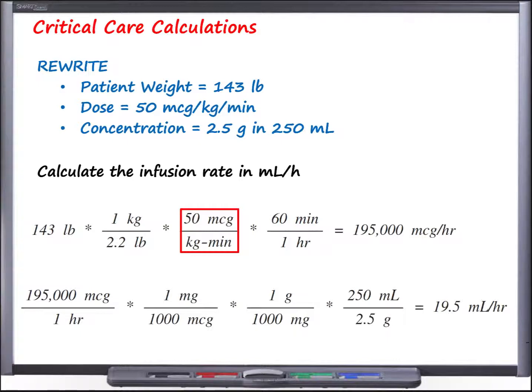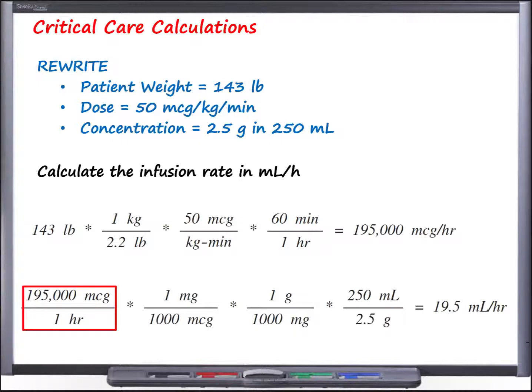After that, my next step was to convert from minutes to hours, because we want our infusion rate per hour. So I chose to multiply by the fact that there are 60 minutes in every 1 hour. This way you can see the units of minutes cancel, and at this point, if we do the math all the way across, we would get mathematically 195,000, and the units would be micrograms per hour. So we're not done, but we now know, given our patient's weight, the infusion in micrograms per hour. So let's continue. I've rewritten that same information down here, our 195,000 micrograms per hour.